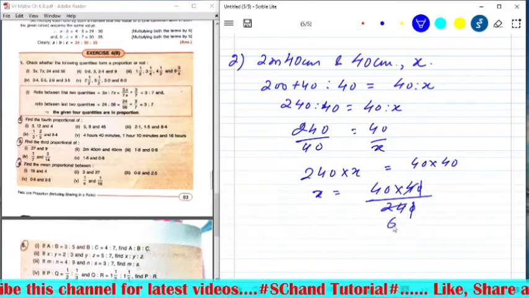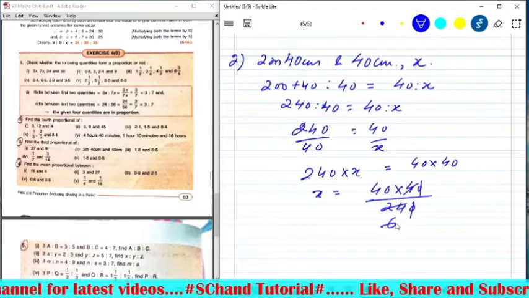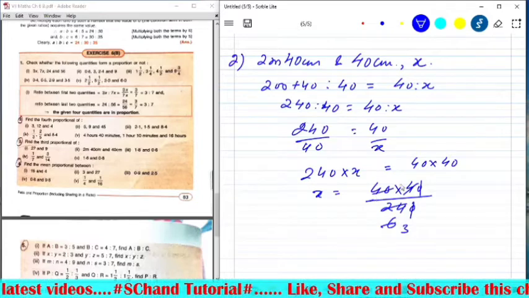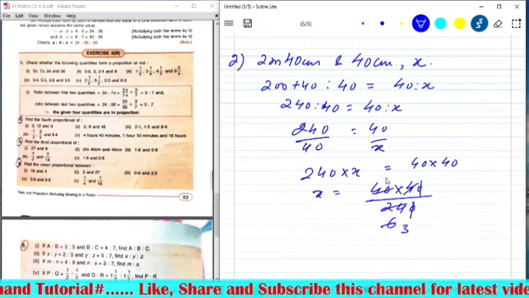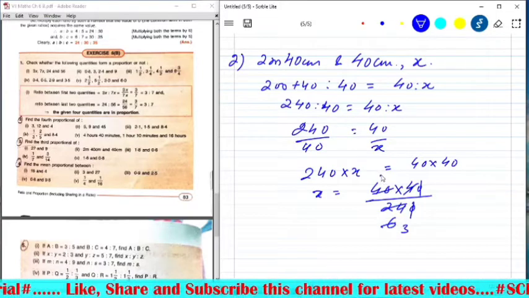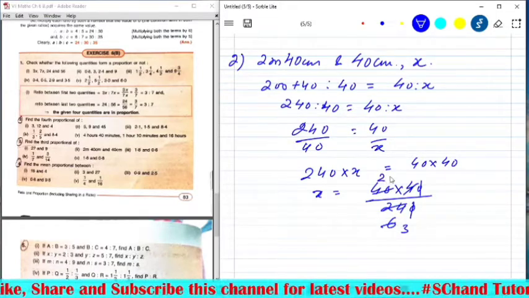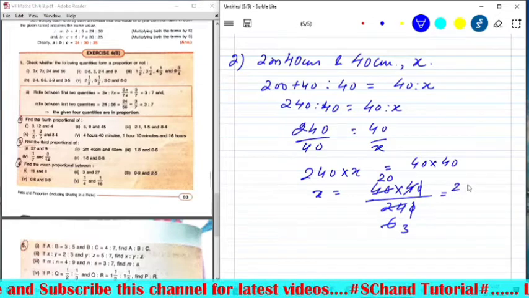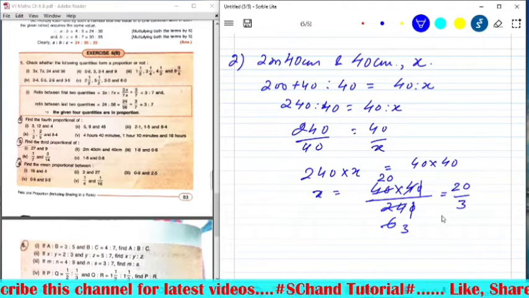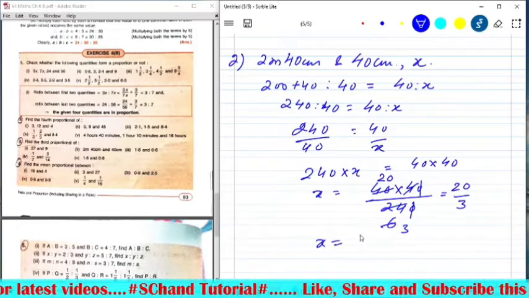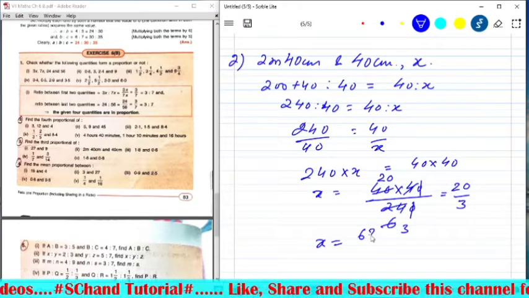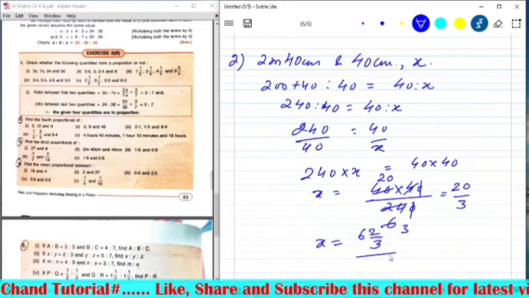So x is equal to 40 into 40 over 240. So it will be 6, and here 3 to the 6, then 20. So this is 20 over 3. 20 over 3 means x is equal to 6 and 2 over 3. That will be the answer.